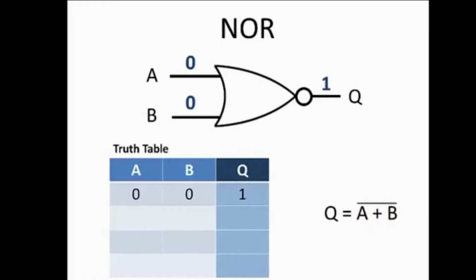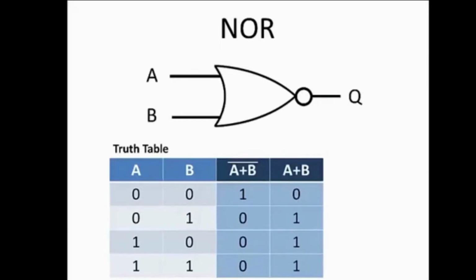So if we have the 0, 0 input, the output is 1. If 0 and 1 input, we'll get a 0 output. 1, 0 input, the output is 0. 1, 1 input, we'll get a 0 output. We'll only get a positive output when we have 2 zeros in input. This is exactly the inverse of the OR gate, as you can see in the table. The standard OR gives a 1 output if any of the inputs is 1, but the NOR gate gives 1 output when both inputs are 0.